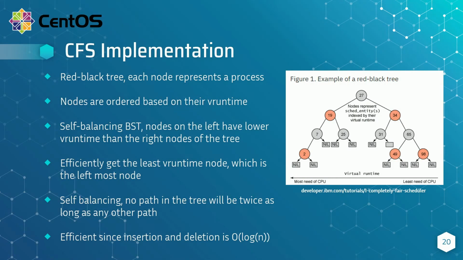So we'll talk about the CFS implementation as well. It uses a red-black tree where each node represents a process. These nodes are ordered based on their virtual runtime. So you'll see that here's a self-balancing binary search tree, and the nodes on the left have lower virtual runtime than the nodes on the right. This is efficient because we can quickly get the lowest virtual runtime node, which is always going to be the leftmost node. And it's self-balancing, which means that no path in the tree is twice as long as any other path. And this data structure is used because it is very efficient.